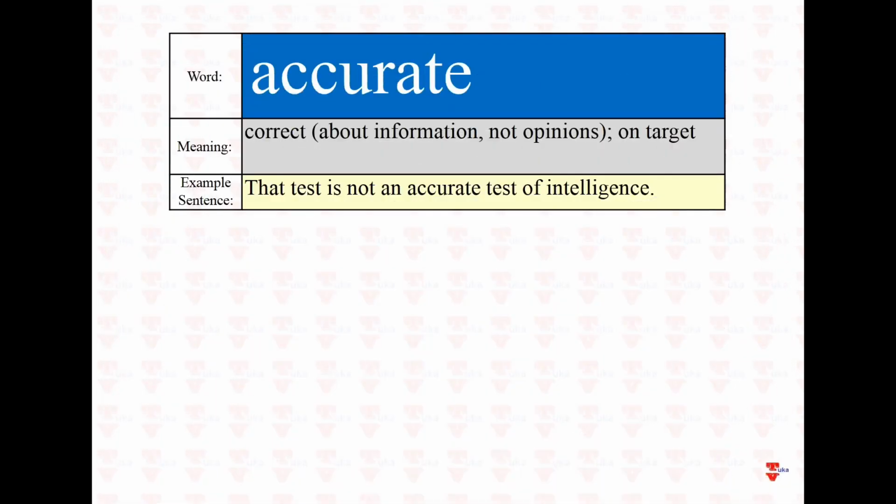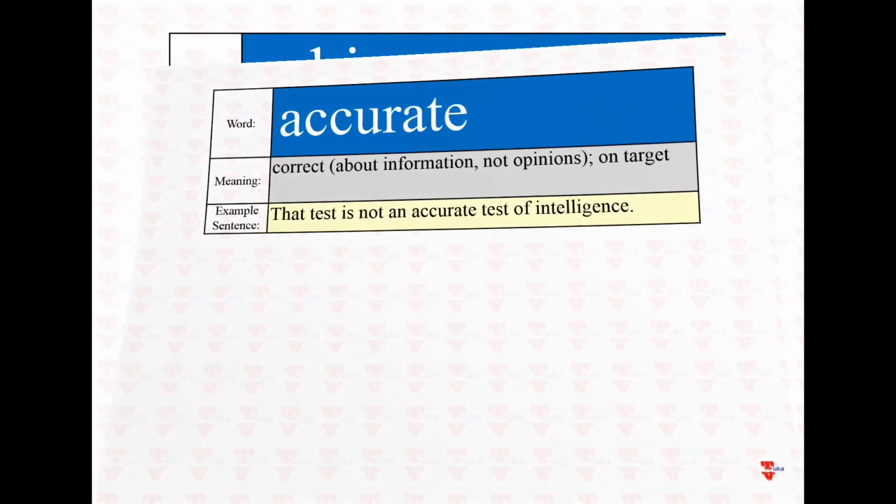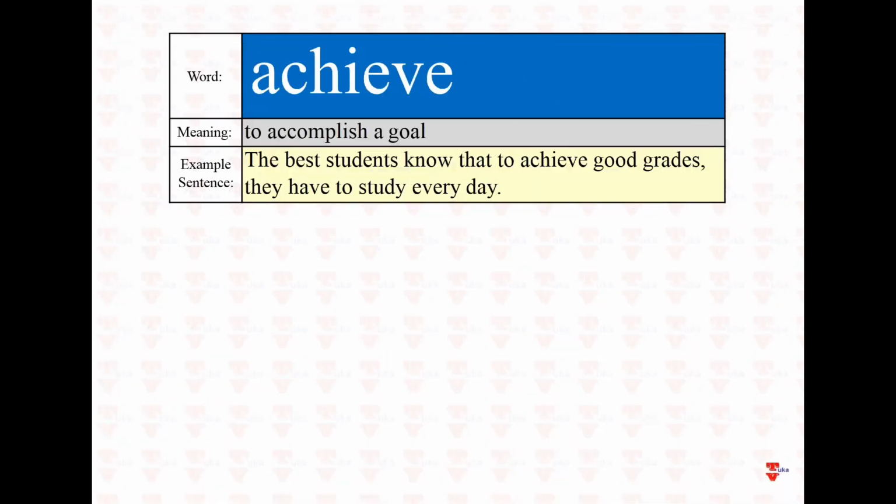Accurate. Correct, about information, not opinions; on target. That test is not an accurate test of intelligence. Achieve. To accomplish a goal. The best students know that to achieve good grades, they have to study every day.